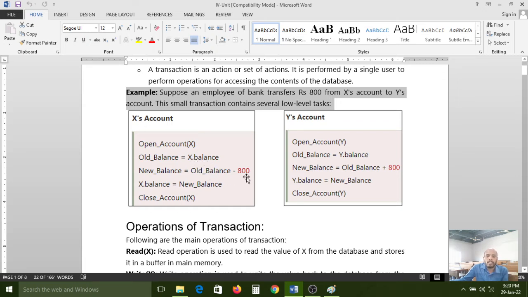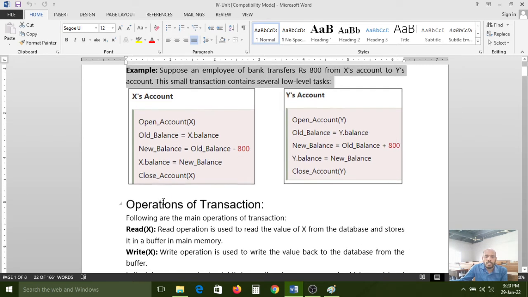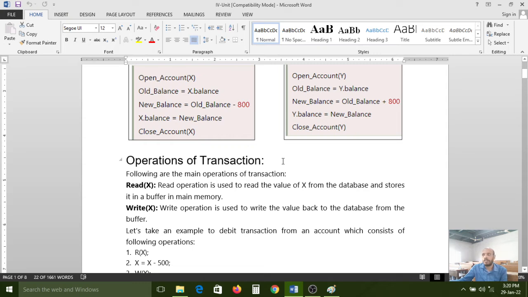If the original balance is greater than or equal to 800, then only the amount will be initialized with the transaction to send from X account to Y account. Okay, so that is the transaction issue. And finally close this account X. If the transaction is successfully completed, then the account will be closed by the bank employee. Y account is also closed by the bank employee. So like that, the transaction happens.